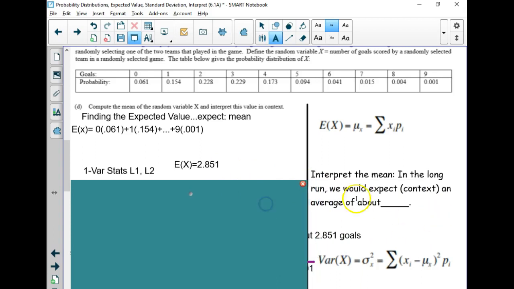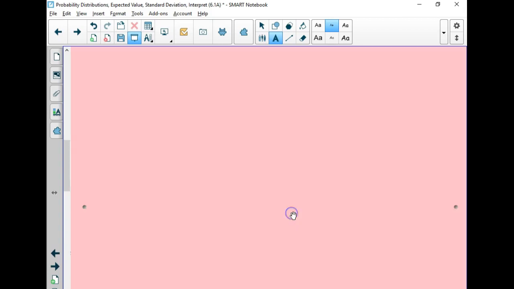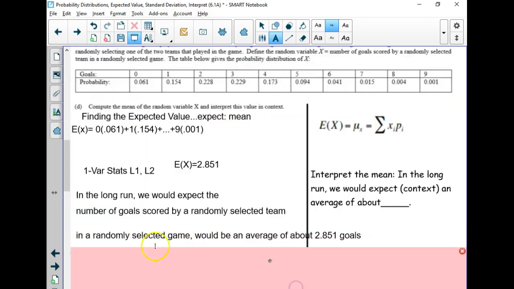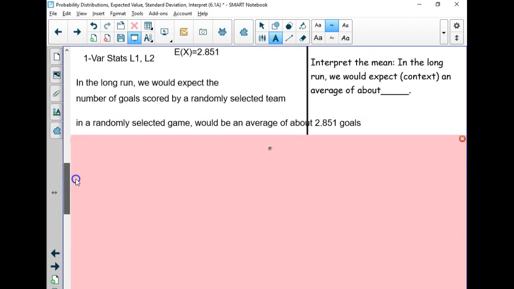Here's just a basic frame for interpreting any mean of a random variable x, okay? In the long run, we would expect, put your context, that's the story behind the numbers, an average of about blank. Pause and write that down. And now look, you can see I've done it in context. In the long run, we would expect the number of goals scored by a randomly selected team in a randomly selected game would be an average of about 2.851 goals.